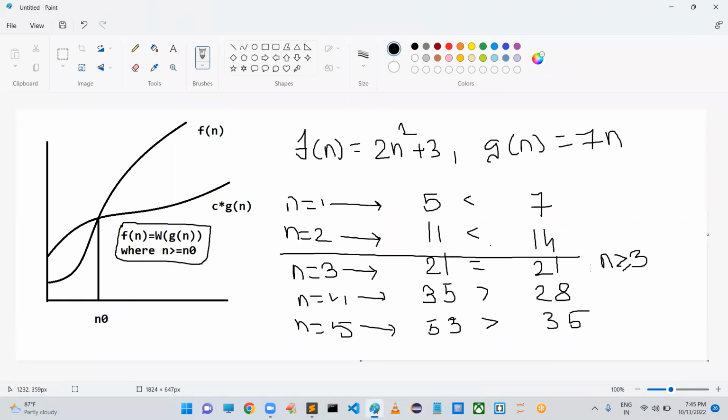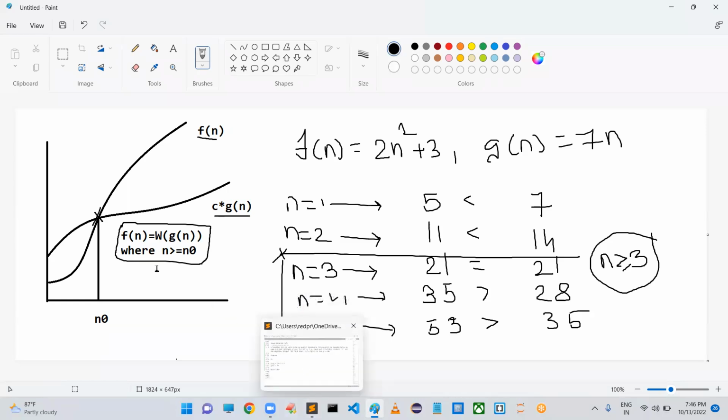So this comparison is required. From n greater than or equal to 3, the value of g of n is going to be a lower bound when compared with f of n. Now you can take any value, and definitely this equation is going to be satisfied. But we can't give a guarantee for n equal to 1 and 2. From here only the value is going to increase. This cross point is nothing but this one. I hope you got very clear clarity about this omega notation.